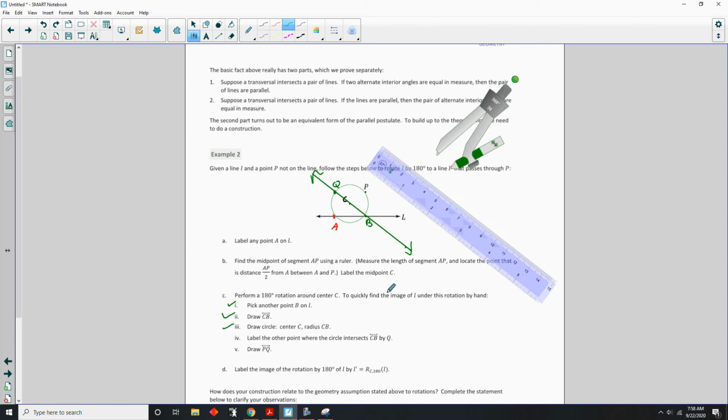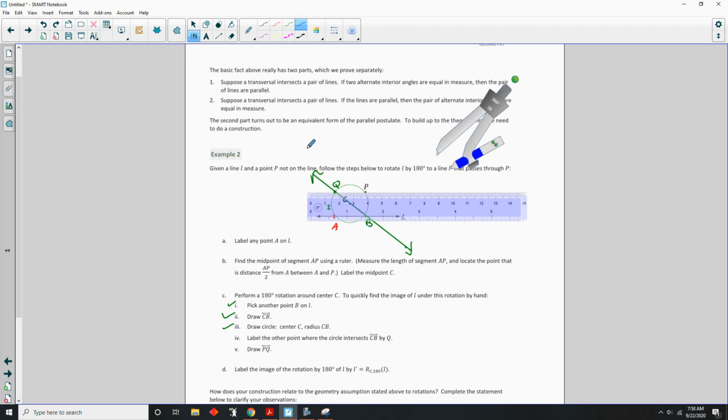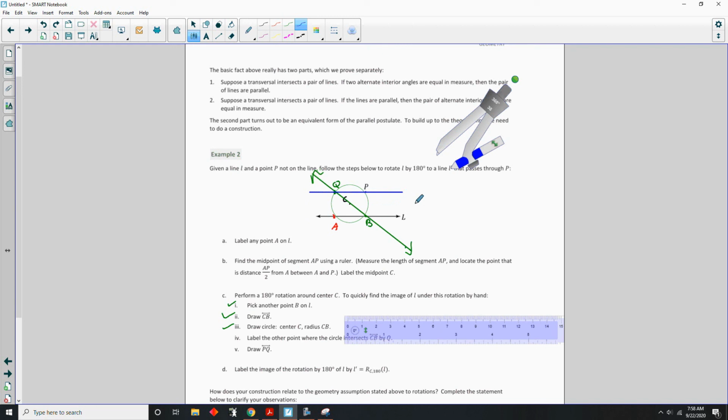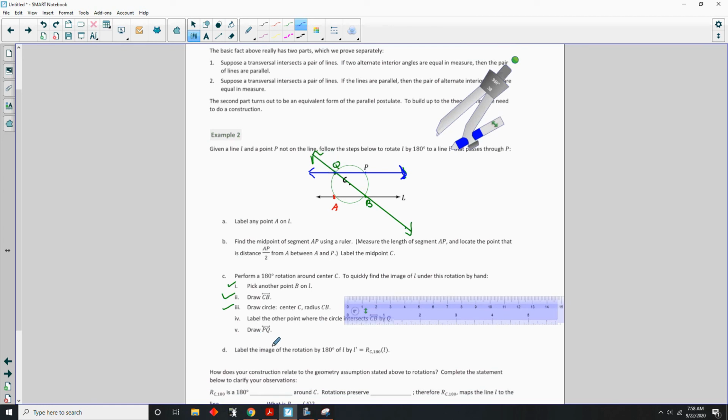Draw PQ. So then I take my ruler and draw a line through P and Q like so. Oops, it's supposed to be blue. And there is line PQ. All right, so D says label the image of rotation by 180 degrees of L by L prime, which equals a rotation around C 180 degrees of line L.